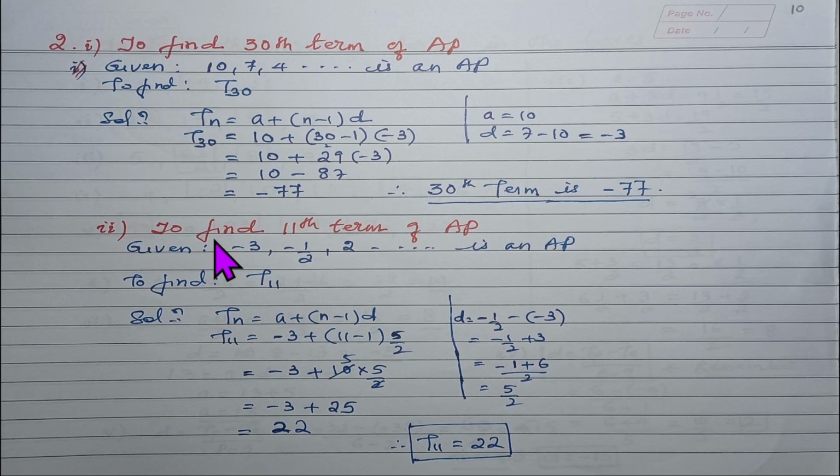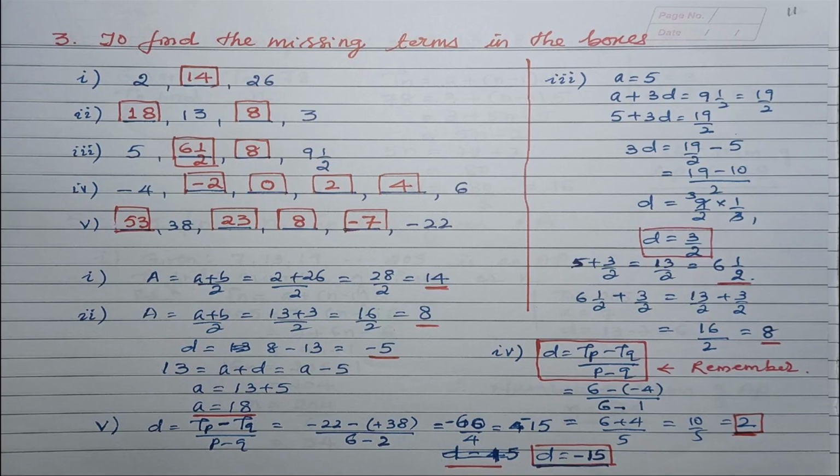Now coming to the next example, we have to find the 11th term of the AP. The AP is given to us, that is minus 3, minus half, 2 are the terms of the AP. We have to find the 11th term. We know the formula Tn is equal to a plus (n minus 1) into d. Now T11 is equal to minus 3, because the first term is minus 3, plus (11 minus 1) into 5 by 2, because d is equal to T2 minus T1, and I got 5 by 2 here. Substituting 5 by 2 here and simplifying, we get minus 3 plus 25, and that is 22. So the 11th term is 22. So please remember that.